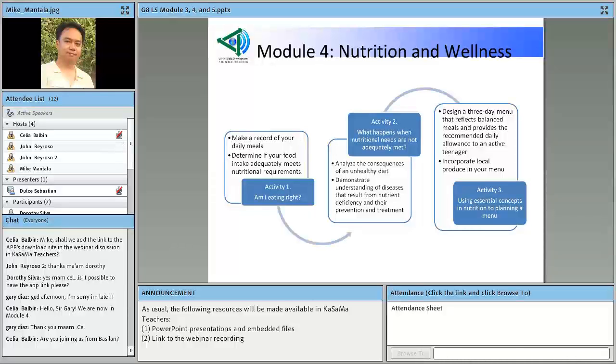And in Activity 3, the students would be asked to design a 3-day menu that reflects balanced meals and provides the recommended daily allowance to an active teenager. As a teenager, napaka-active ng metabolism nila, napakabilis ng metabolism nila, madali silang magutom. What menu, what meals do they need to provide their bodies with? So in Activity 3, they will be asked to design a 3-day menu, and incorporate local produce in their menu.